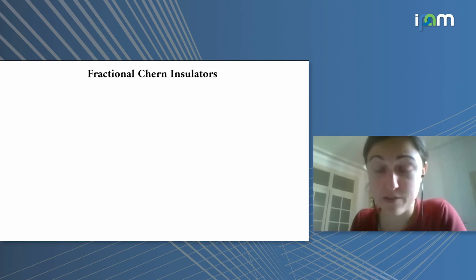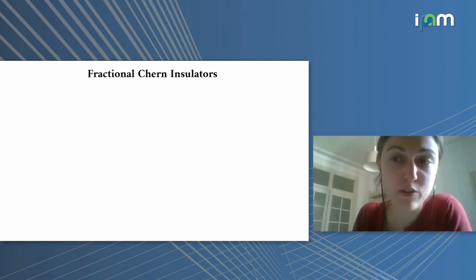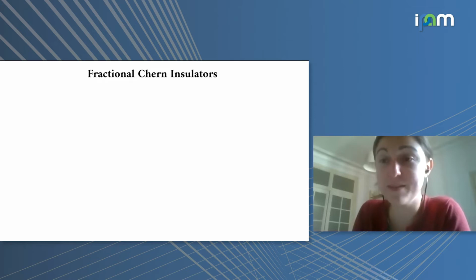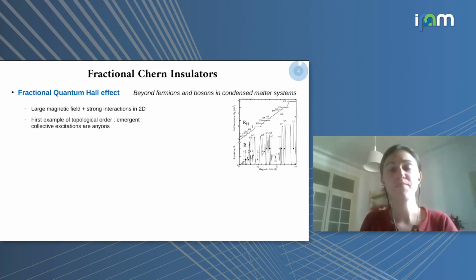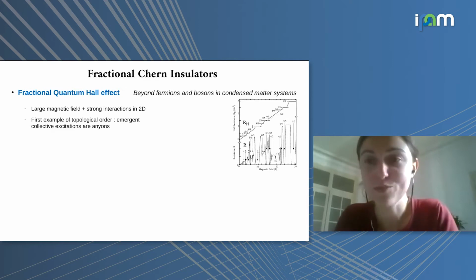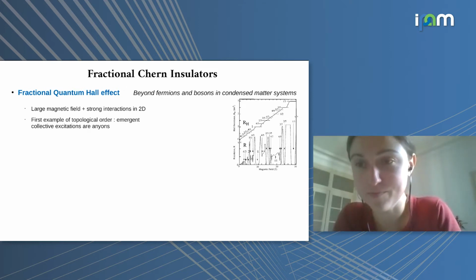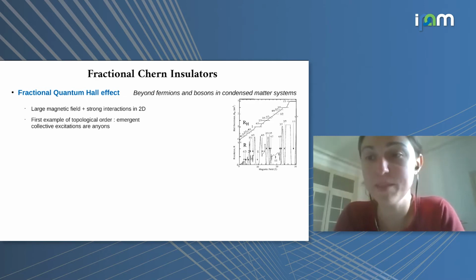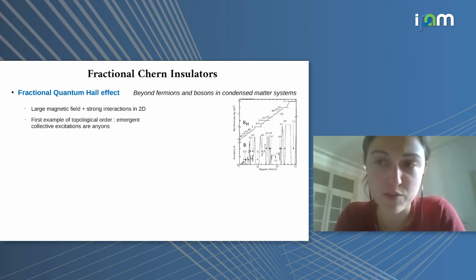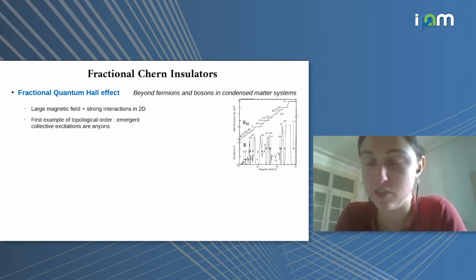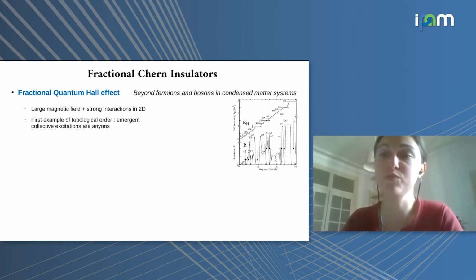So fractional Chern insulators are a strongly correlated quantum phase of matter, which is very similar to the fractional quantum Hall effect. The fractional quantum Hall effect, as probably some of you know, is a phenomenon that arises when you have a two-dimensional electron gas, for example, a two-dimensional quantum gas that's subjected to a very large magnetic field at very low temperature. What is observed is a quantization of the Hall conductivity into these so-called Hall plateaus.